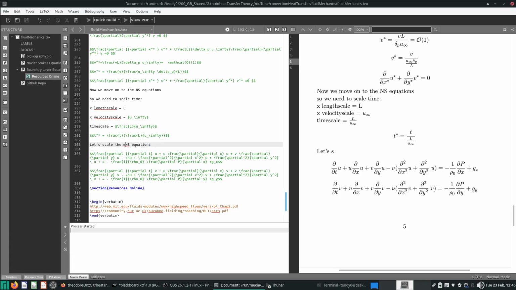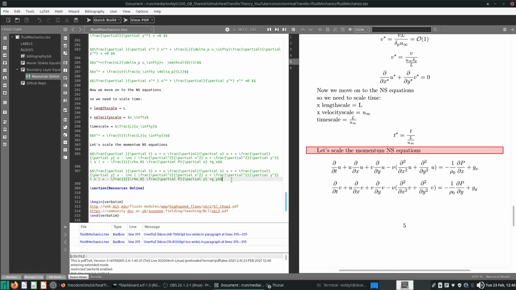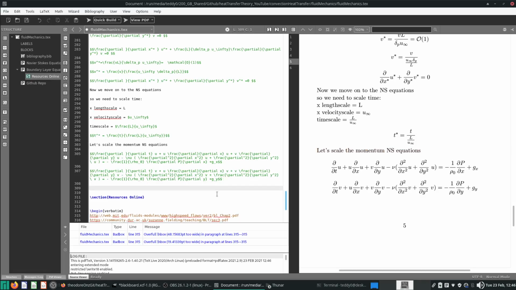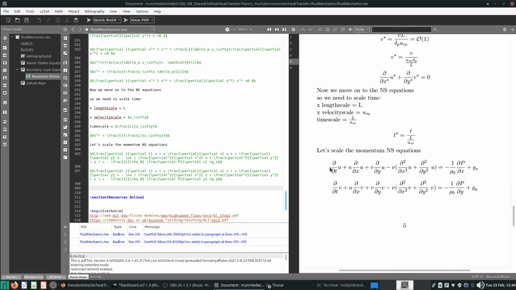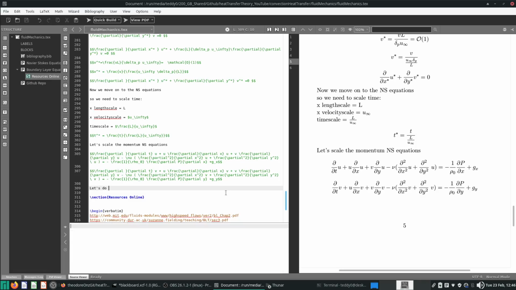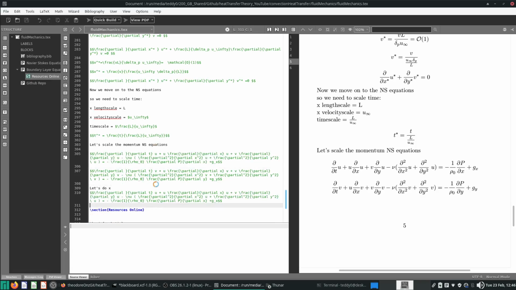These are the momentum equations in 2D. We'll need to scale them accordingly. It's going to be a little bit tedious, so do bear with me. We'll need to start replacing all of our u, the x and the y. All of this will need to be replaced accordingly. There's no shortcut here, you'll have to do it. We'll need to do the x momentum equations first.